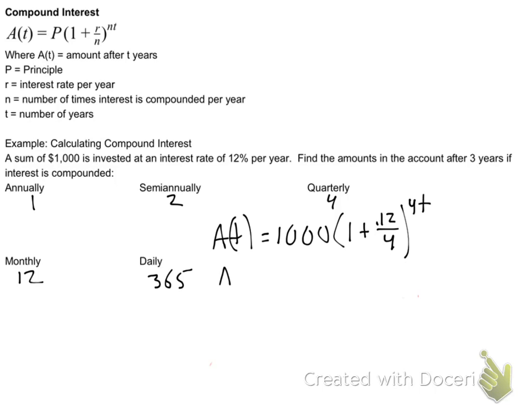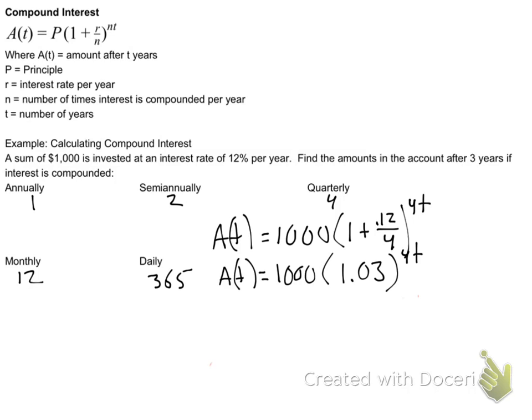And so to clean this up, it would be 1,000 times 0.12 divided by 4 is 0.03, so it would be 1.03 to the 4t. You can see this is going to be exponential growth because I have a base that's bigger than 1, but I also have a positive exponent, so I won't have to worry about a negative being brought in with the power of a power idea that we did in class. But that's a general equation.